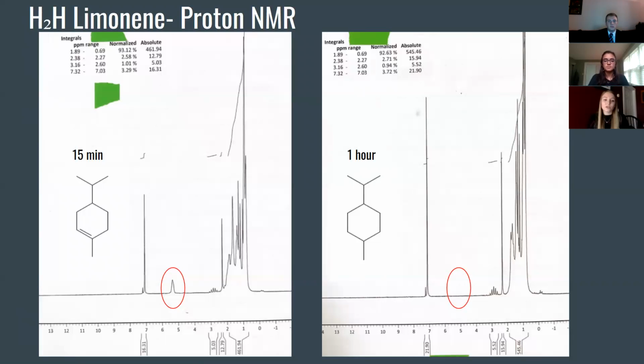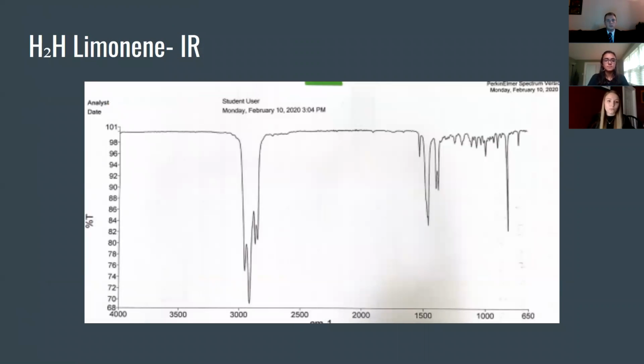And what we determined was that with the 15 minutes, we were able to break the bond on the outside of the ring of limonene, but the bond on the inside of the ring was still there after 15 minutes. So with that being said, we determined that we would do the reaction for 1 hour. So this is our H2H IR of limonene, and here you can see that it looks just like the reference of p-menthane, showing that we had all single bonds.